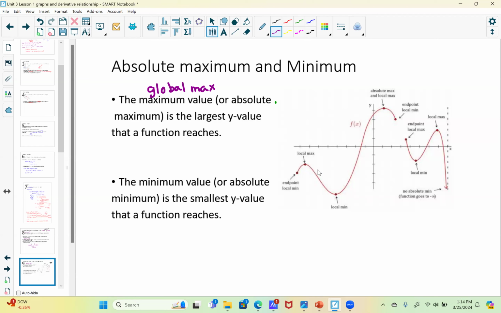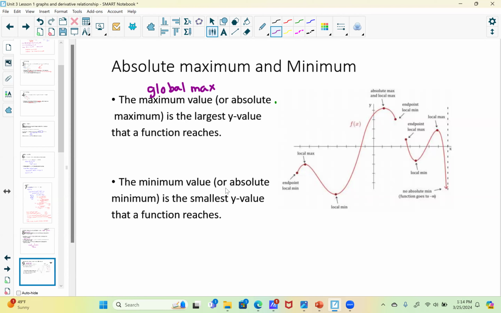So all of these points where my graph changes from increasing to decreasing is a max. So here is a local max or relative max. Here is a local relative max, and here is a local relative max. And then if one of these maxes is the highest y value anywhere in the function, that is called an absolute or a global max. So this y value here at 4 would be the absolute max.